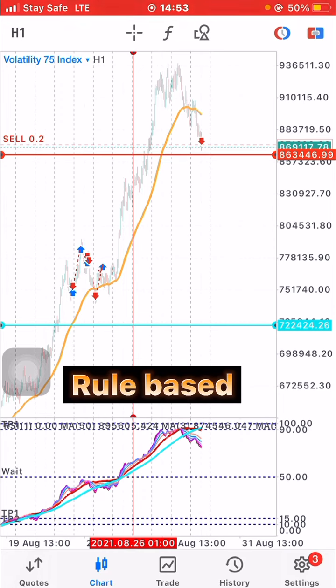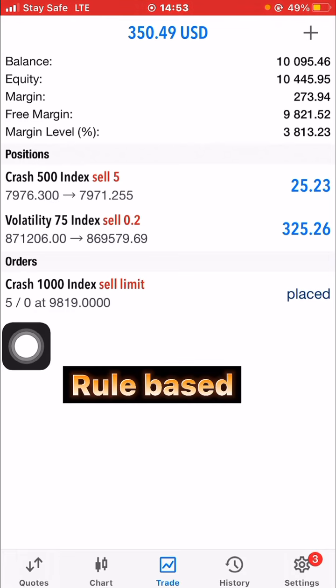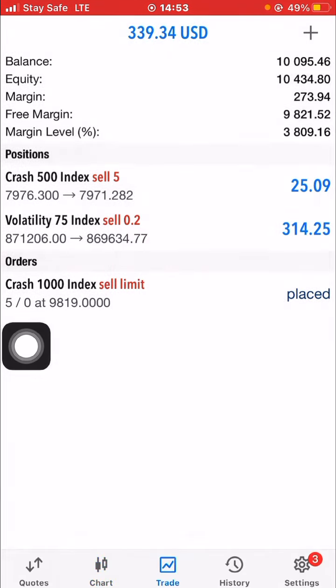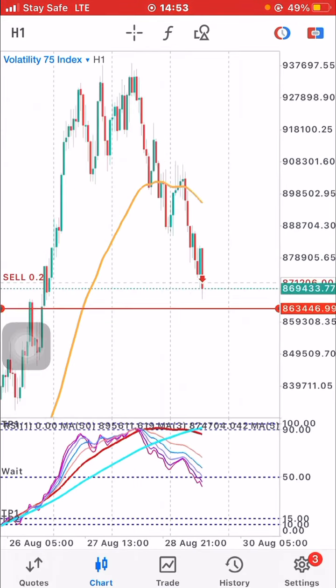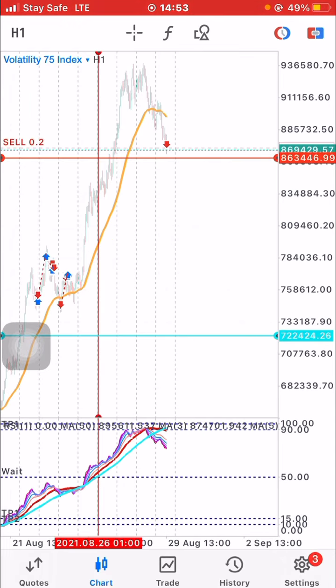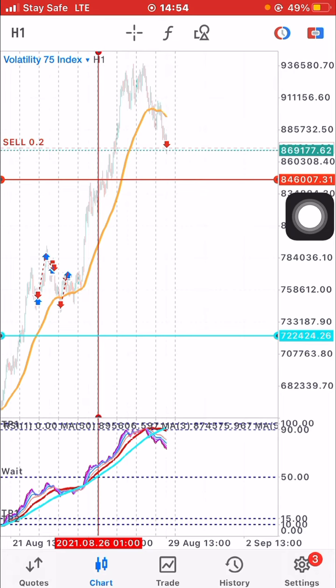Remember, every strategy must have a rule base that guides it. If you have a strategy that doesn't have a rule, definitely you are not trading. You are just wasting your time, and sometimes the market may go against you. You see this market has come down, but I still know my trend and my direction. I'm still holding some TPs here.